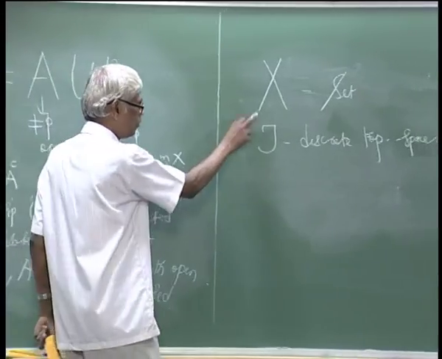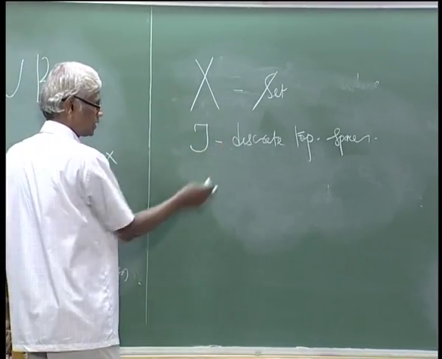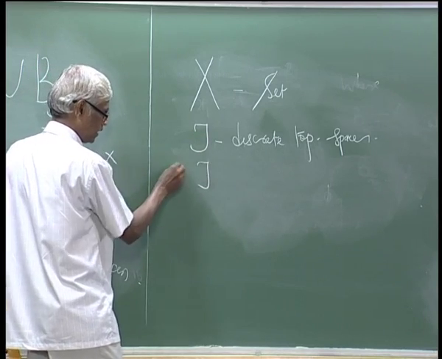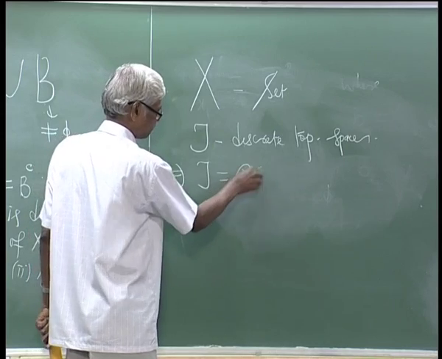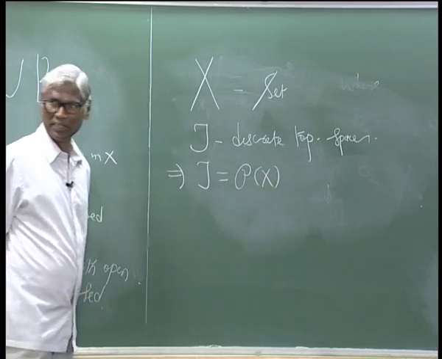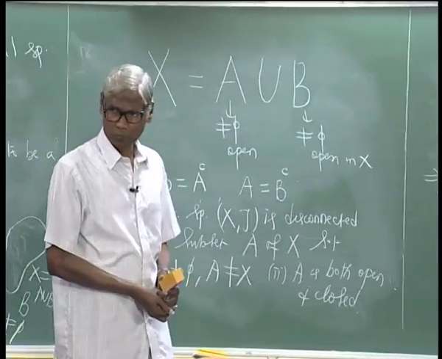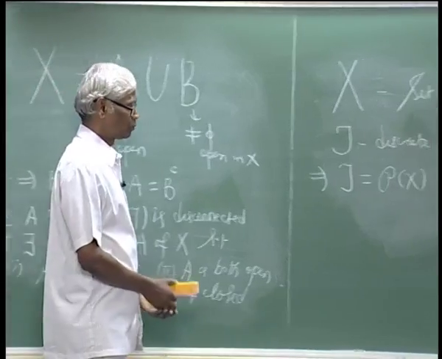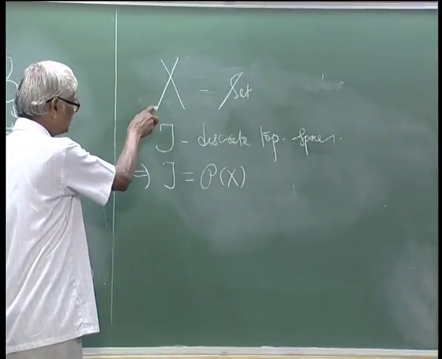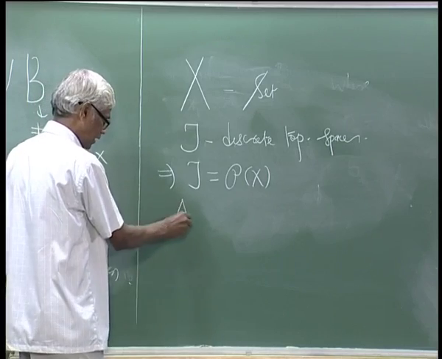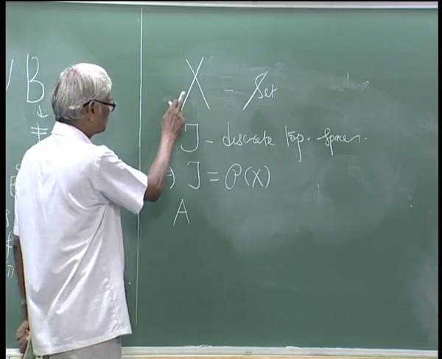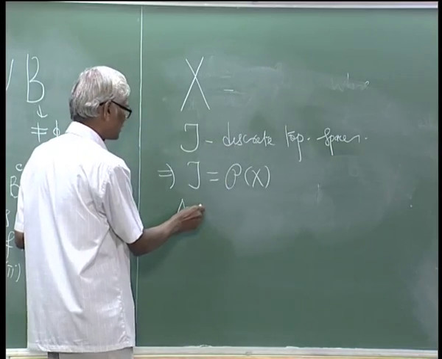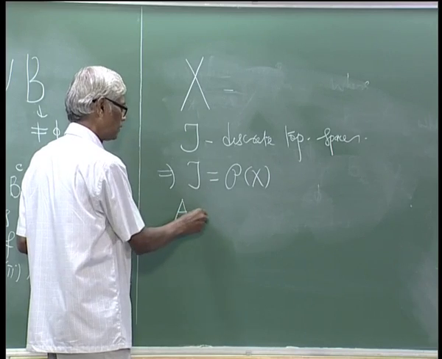See what will happen in a discrete topological space: tau is nothing but the power set of X, that is, every set is an open set. Every set being open means its complement is also open. Suppose we take a set A; let us suppose that X is non-empty, then we can take a subset which is non-empty.